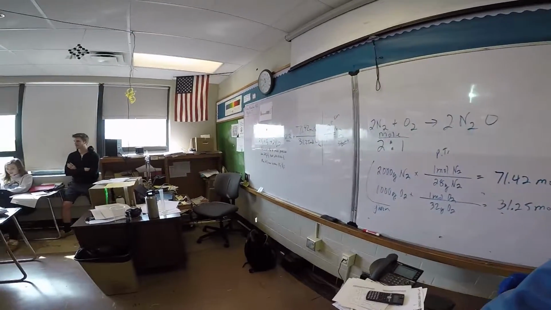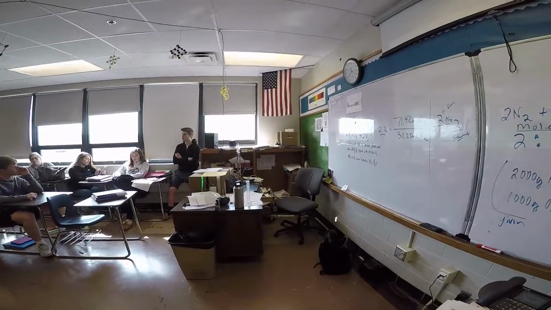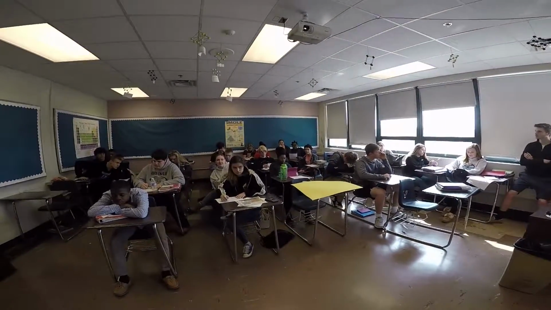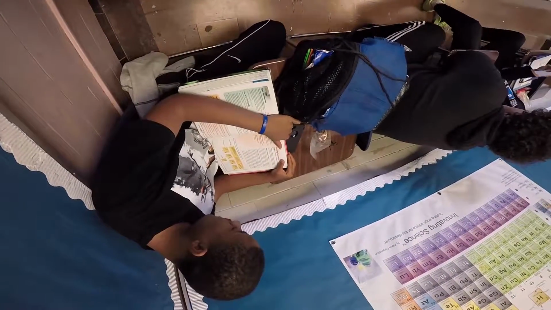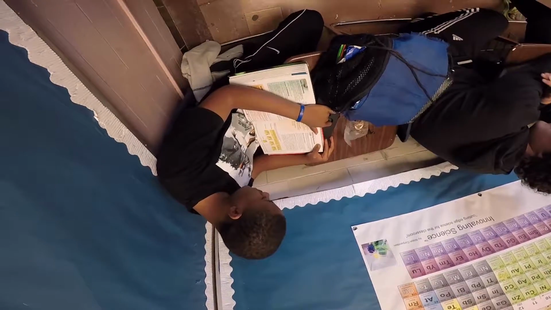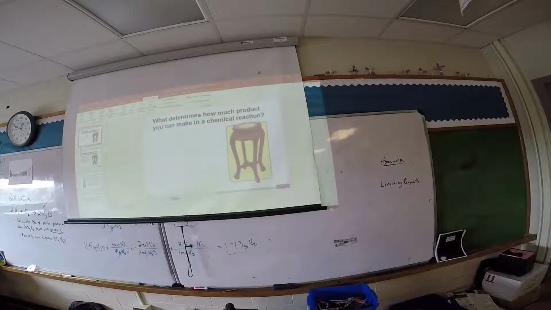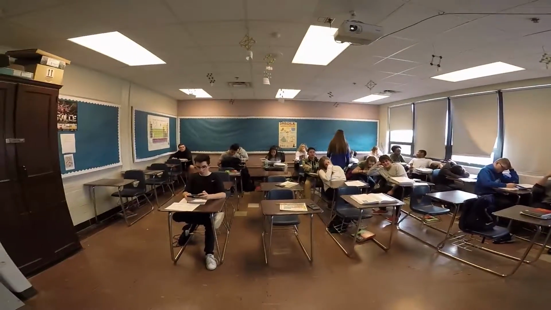If you're going to bake a cake and you need 3 eggs and you only have 1, guess what? You're not going to be baking a cake. Potassium permanganate was the limiting reactant, as the name implies. The limiting reactant limits the extent of product you can make in a chemical reaction. Raise your hand.